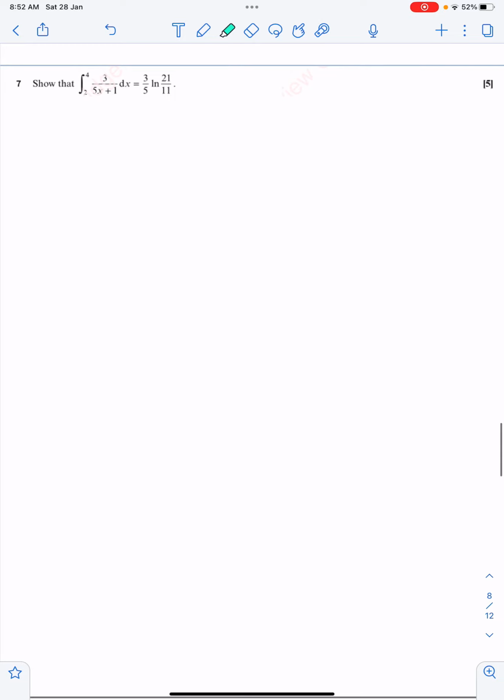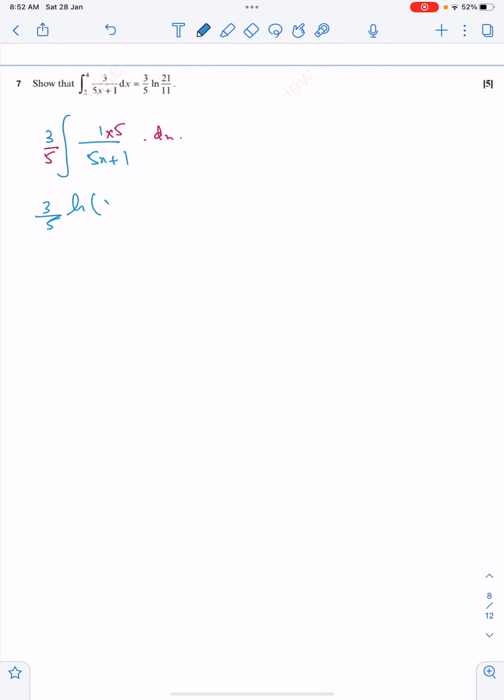Moving on to this question, you're supposed to integrate 3 upon 5x plus 1. Now the same procedure: I want a 5 up in the numerator, because the differential of the denominator should be up in the numerator so that you can apply ln. Now 5 is not there, so I'm taking 3 out as common. 1 upon 5x plus 1. I multiply by 5 and divide by 5 so that the effect is cancelled. So the integral of this is going to be 3 upon 5 ln of 5x plus 1.